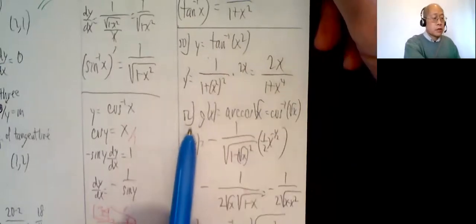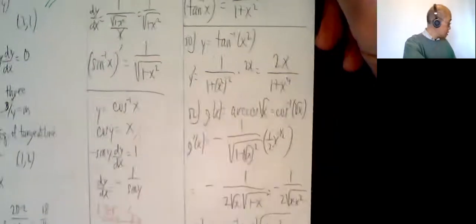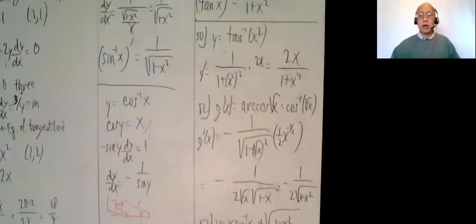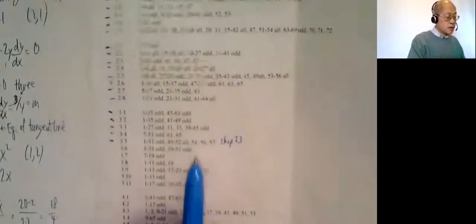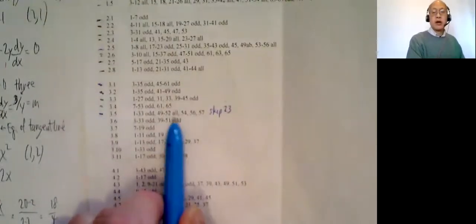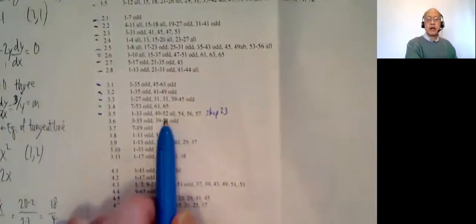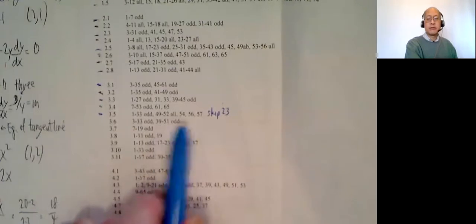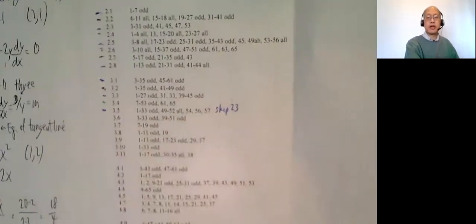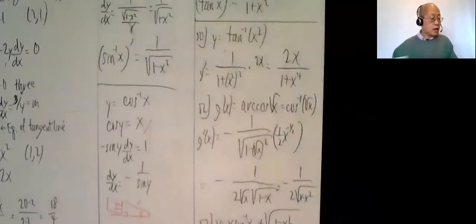Number 52. In case you're wondering why I gave such a strange assignment, I had to tiptoe around arc secant and cotangent. So looking back at the assignment, why did it look so weird? I had to make sure I picked only the ones that had inverse sine, cosine, and tangent, not secant and cotangent. And I'm going to show you the even ones anyway that are here, so one of each type, hopefully.